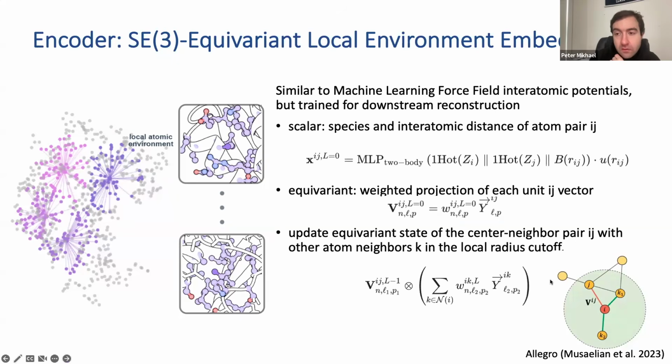Sorry, just to understand a few details here. Are you doing this for every single atom that exists in the protein or every residue that exists in the protein? Every atom. So this is on the scale of thousands, but you can do this in parallel because the edges are directed, right?